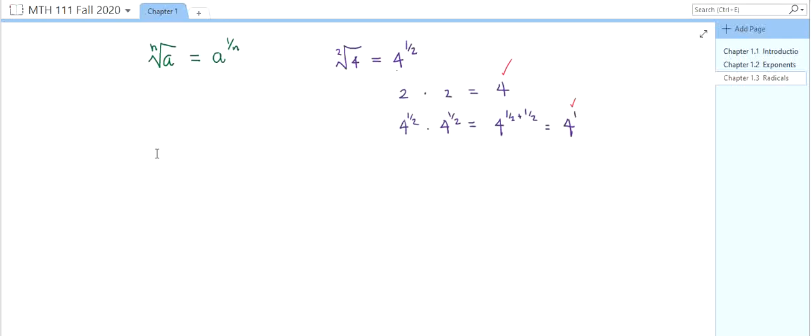So this radical sign is a symbol. But if you're going to be doing lots of mathematics, you really want to convert everything into an exponent because it's a lot easier to work with.